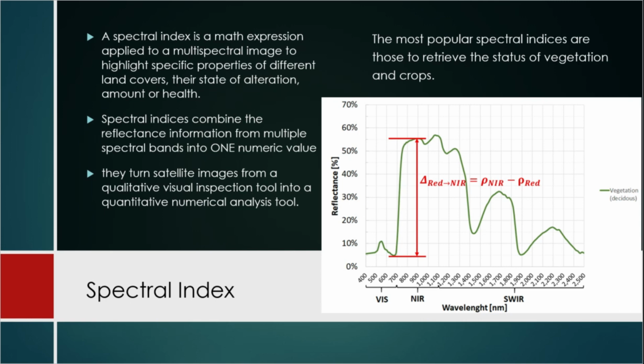Spectral indices combine the reflectance information from one or multiple spectral bands into one numeric value. They turn satellite images from a qualitative visual inspection tool into a quantitative numerical analysis tool. So look at the spectral signature of a vegetated image pixel. The gap between the low reflectance in the red band, due to chlorophylls, and the high reflectance in the near-infrared band, due to internal leaf structure, is an indicator of the greenness of the biosphere. And you can see that difference here on this chart on the slide.